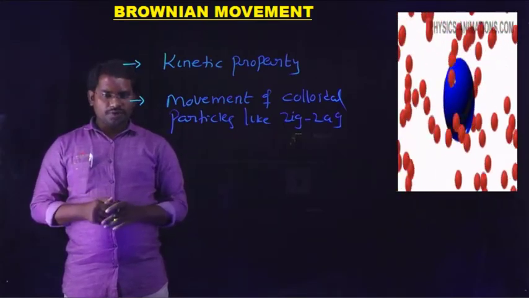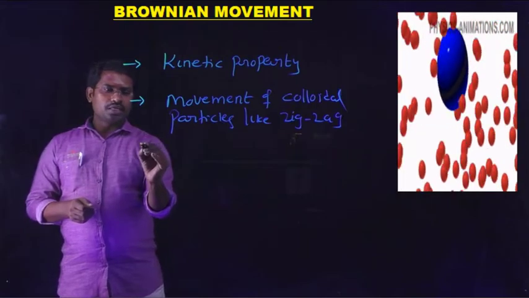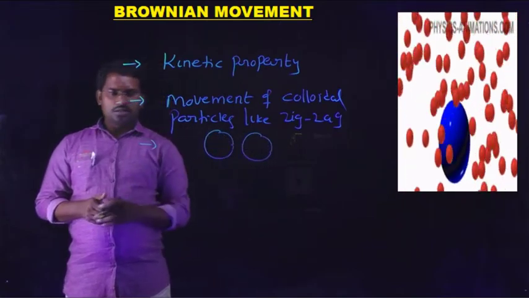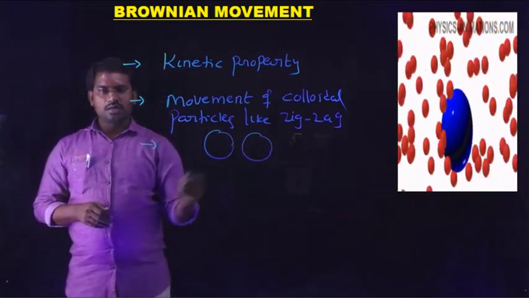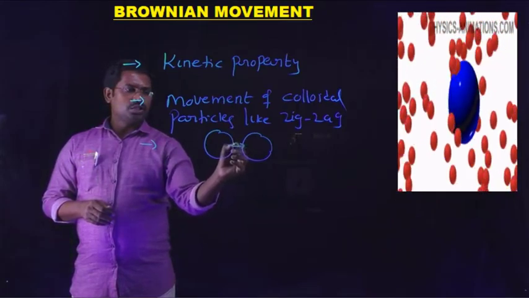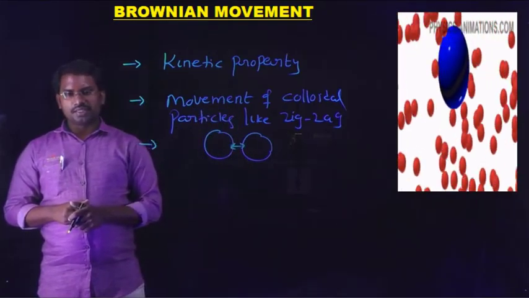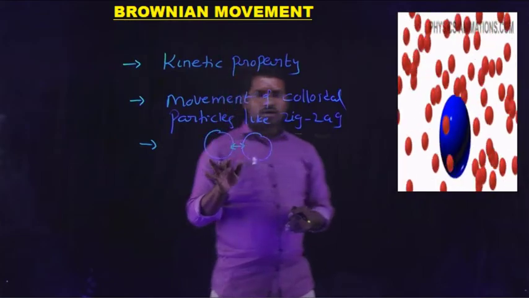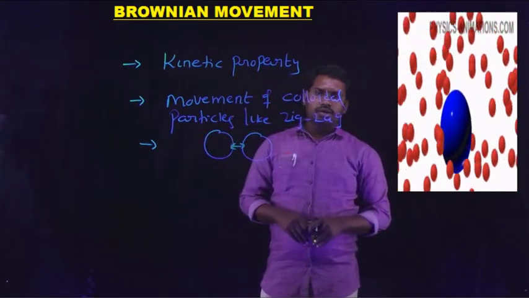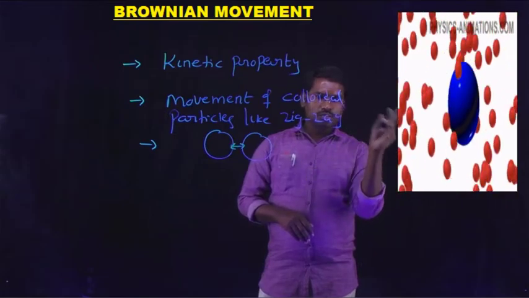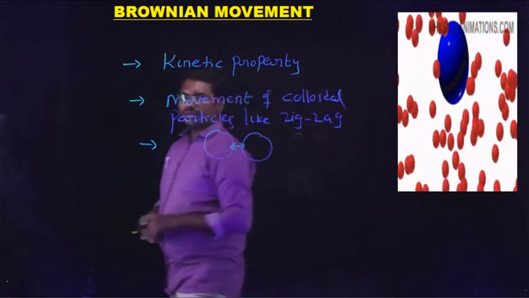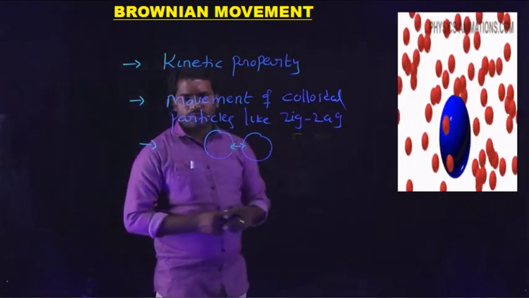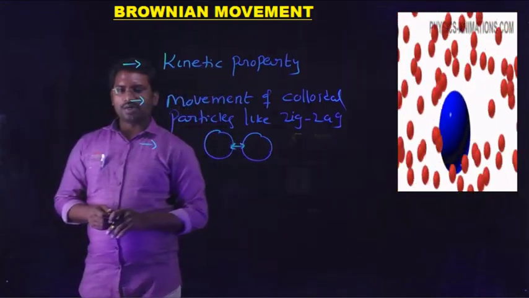So what causes the Brownian movement? It is due to the unequal bombardment of colloidal particles. Unequal bombardment or collision. For example, this is one colloidal particle, this is another colloidal particle. In that molecule, unequal bombardment or collision takes place, and that causes the Brownian movement. Due to the unequal bombardment of colloidal particles, it leads to the Brownian movement as shown in the figure. How are the molecules moving in a zigzag motion? It is because of the unequal bombardments between the molecules present in the given colloidal solution. It is a kinetic property of colloidal solution.